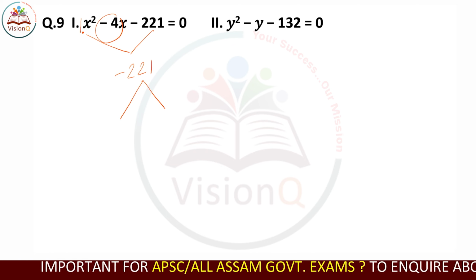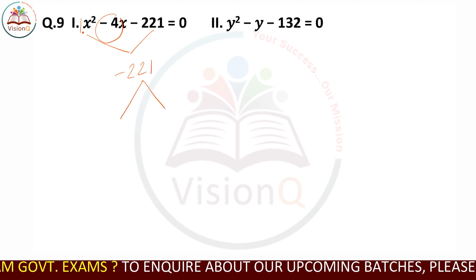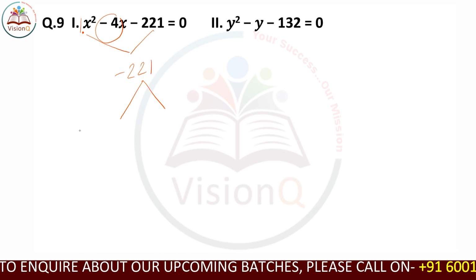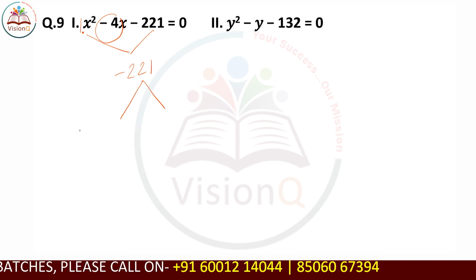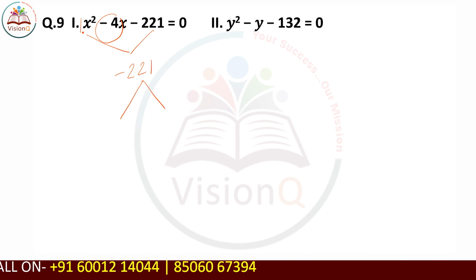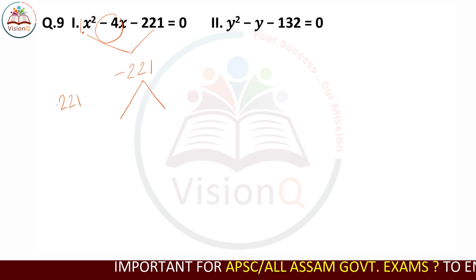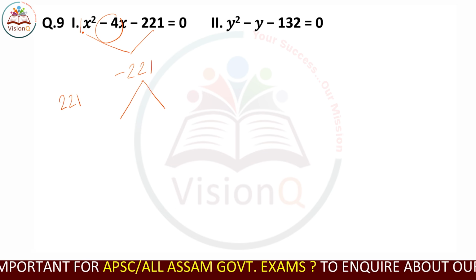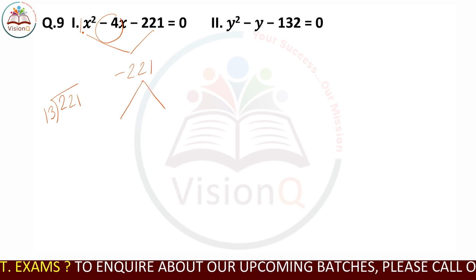So, how to break down this 221? This is the most important part here. If I know the table of this 221, I should know which number it is divisible by. This number is not divisible by 2, 3, 7, 5, 11. So let me divide this by 13.